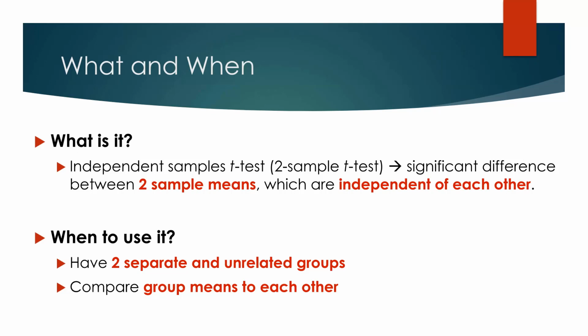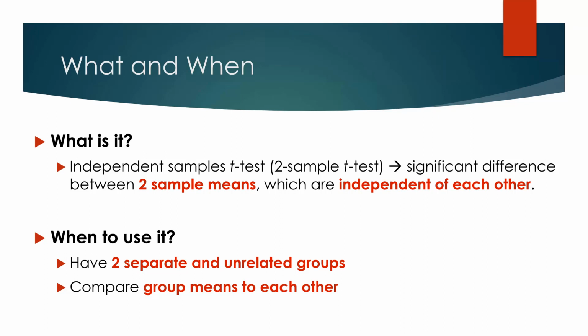When I have one sample and one mean, and I want to compare it to a population, that's a one sample t-test. Well, what if I want to compare two means to each other? I want to see if the mean from sample one is different from the mean of sample two, right? And these two groups are unrelated, they are independent, two completely different groups of people. So that's the scenario in which I would use an independent samples t-test.